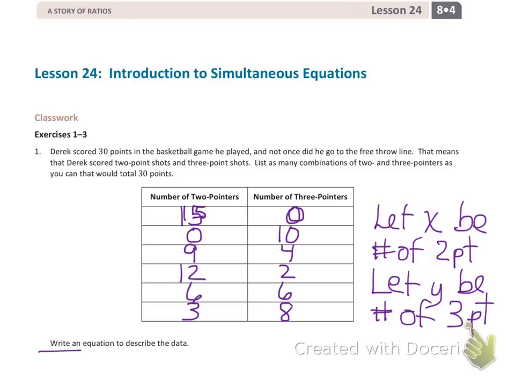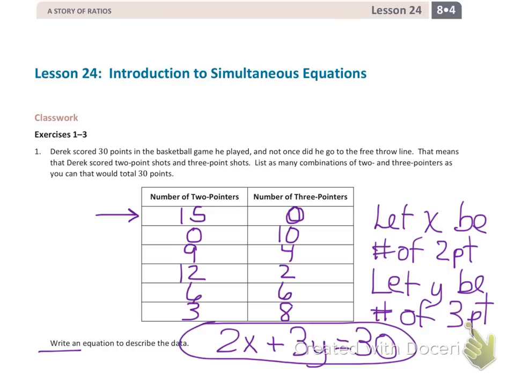Okay, and if that is how we define our variables, then let's think about how we would write an equation to describe what is going on with the sum of these 2-pointers and 3-pointers adding up to 30. So if you think about how you figured out what the total score would be for any one of these, you took the number of 2-pointers and multiplied it by 2, and then took the number of 3-pointers, multiplied it by 3, and then added it together. So that would look like this.